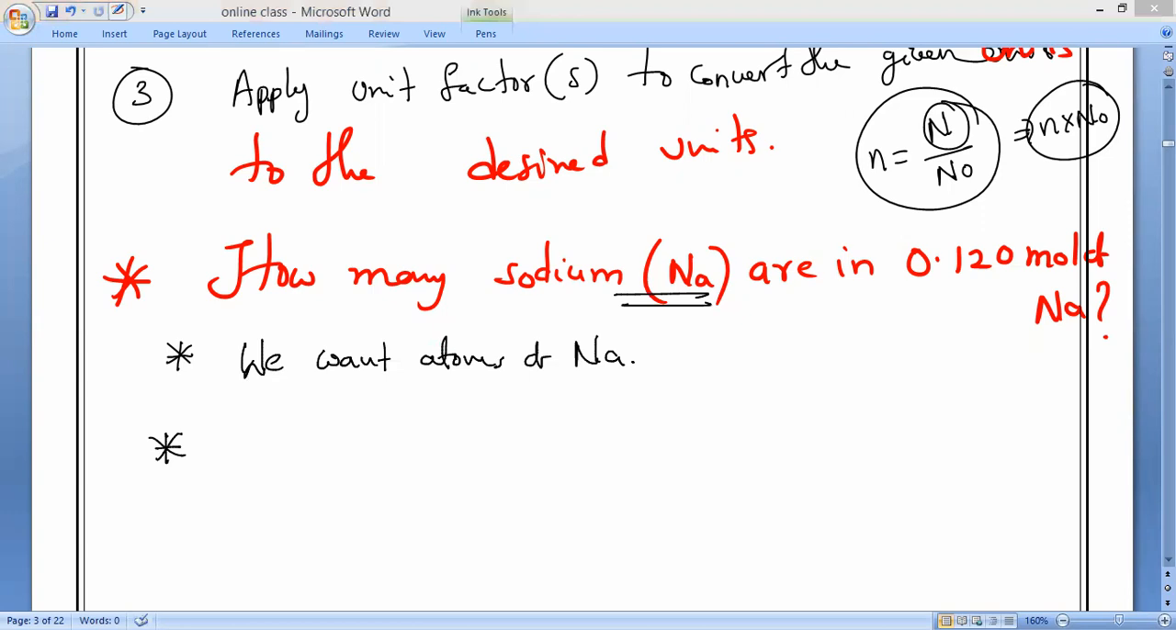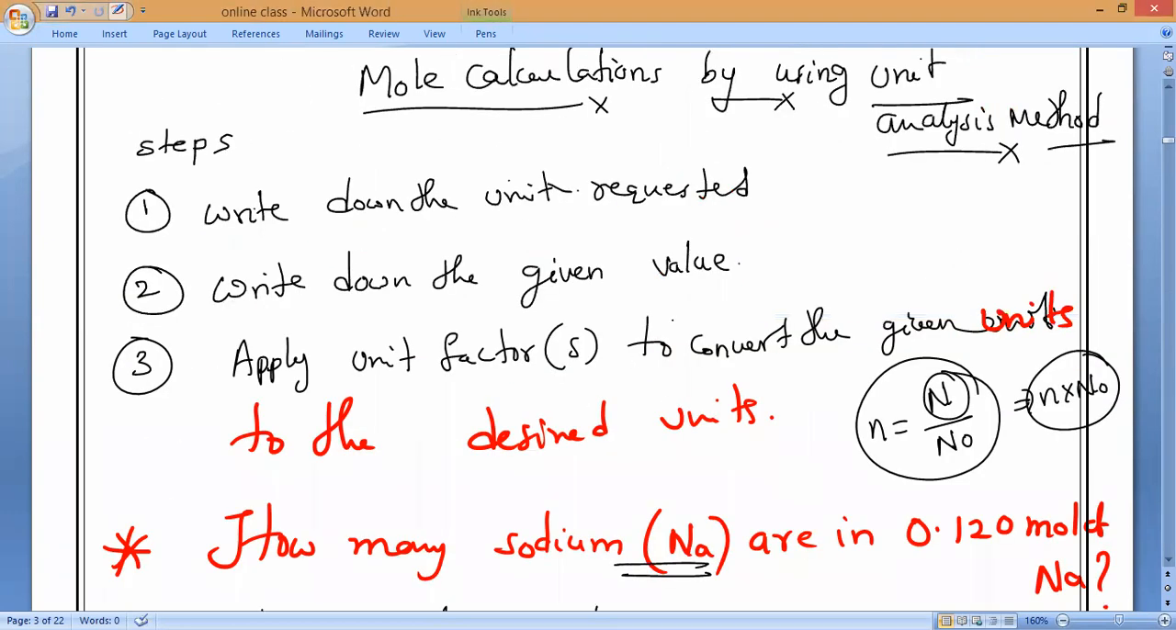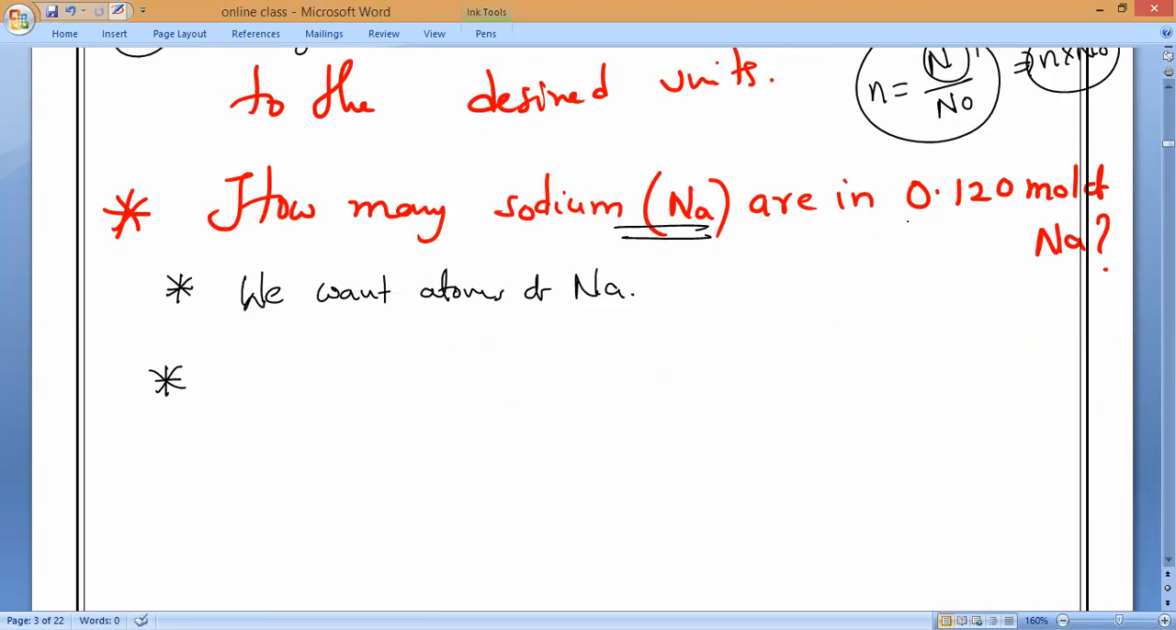What have they given? What is the second step? Read everybody, second step: write down the given value. What is the given value? Yes, tell me. Number of moles. Write it: we have 0.120 moles of sodium. For the first one or two questions only you'll write this; later it is not needed. Understand? I'm saying it for your experience.